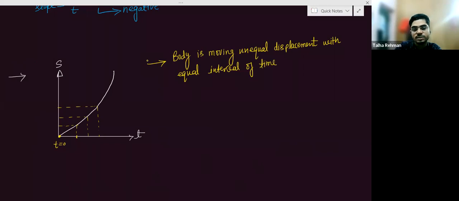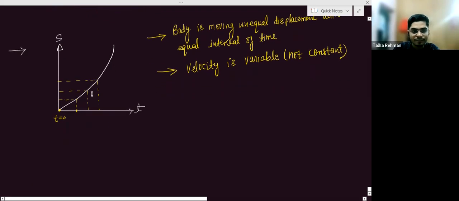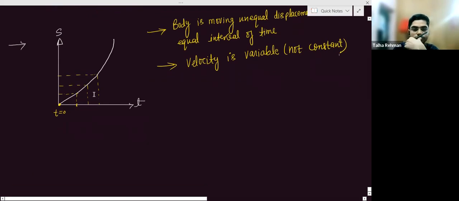So what is the meaning of this? If the body covers equal distance in equal intervals of time, then we can say the velocity of the body is constant. If the body is covering unequal displacement in equal intervals of time, then we can say the velocity of the body is variable. So here velocity is variable, meaning velocity is changing with time. Variable means at different times there will be different velocity, not constant. Velocity is not constant if the graph is like this.